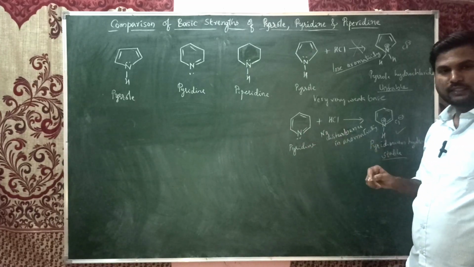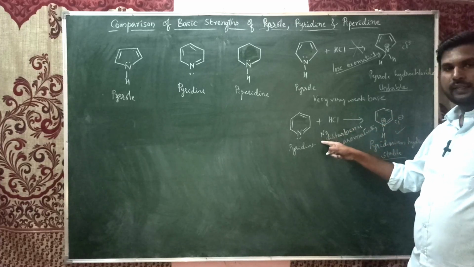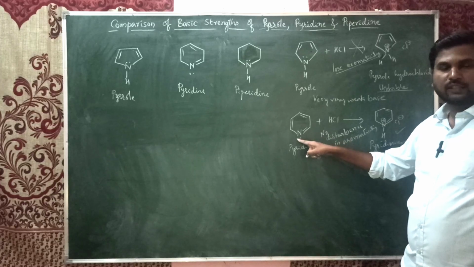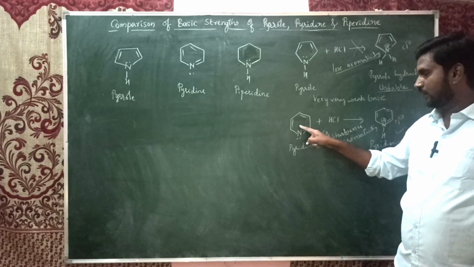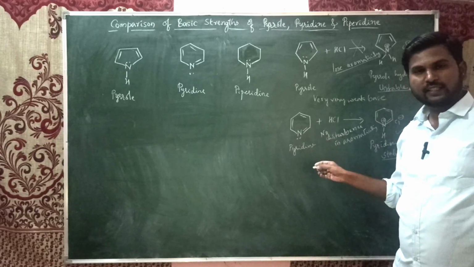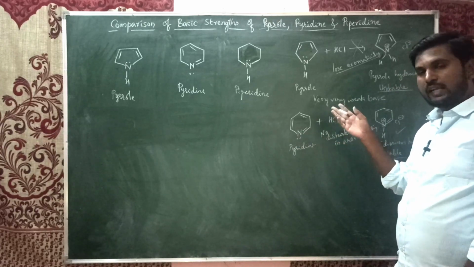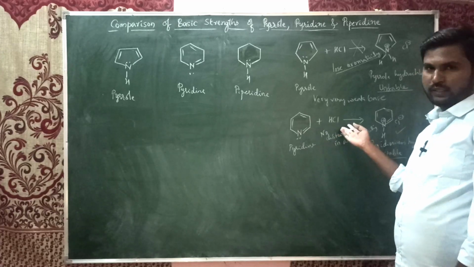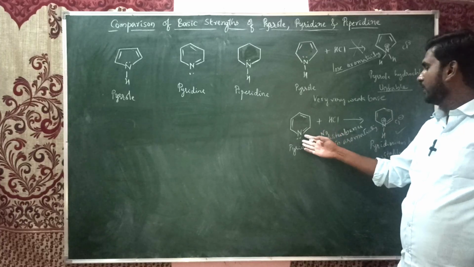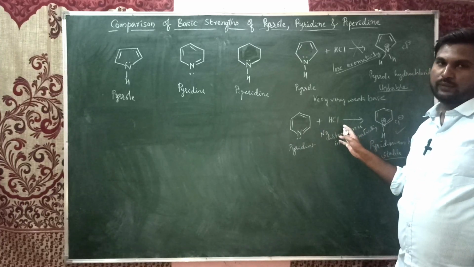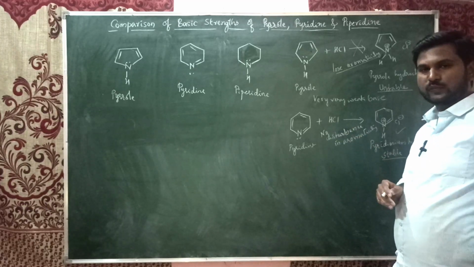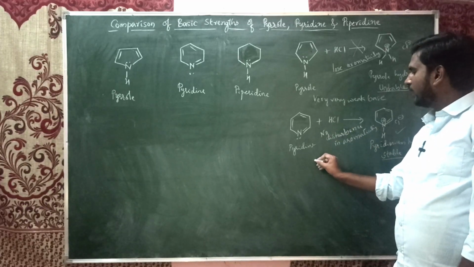So here, if you see, it can easily accept that proton, hence it is a good Bronsted base. And this lone pair of electrons does not get involved in the aromaticity, they are not delocalizing. They are very much free in the sp2 hybrid orbital, so they are easily available for this proton. Hence this nitrogen of pyridine can donate this lone pair of electrons, so it is also a good Lewis base.